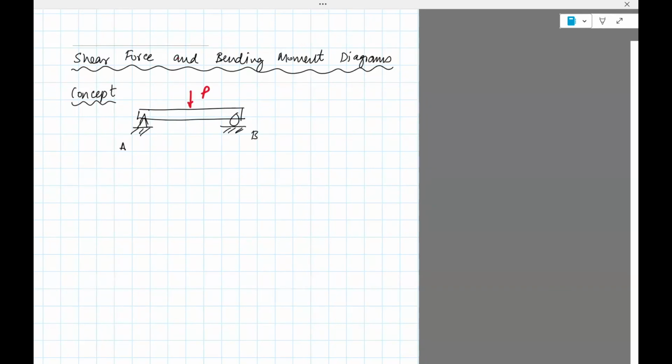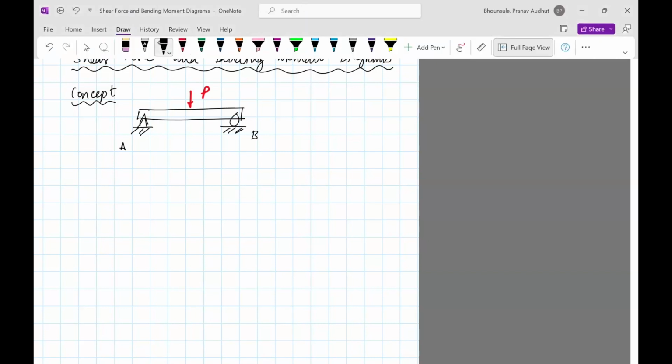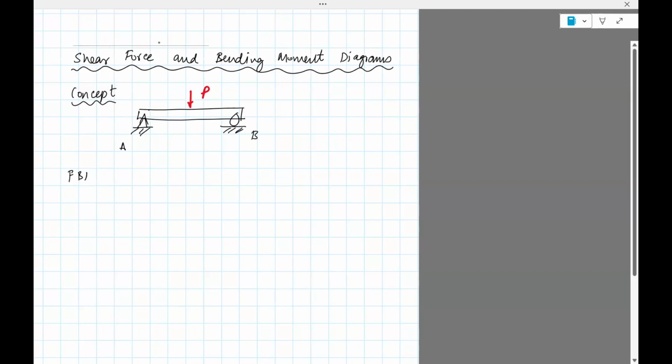Here, a simply supported beam is a concept where you have the supports as shown, and then there's a force P acting midway. That's a simply supported beam. Okay, and the first step is to draw a free body diagram, which we've seen.